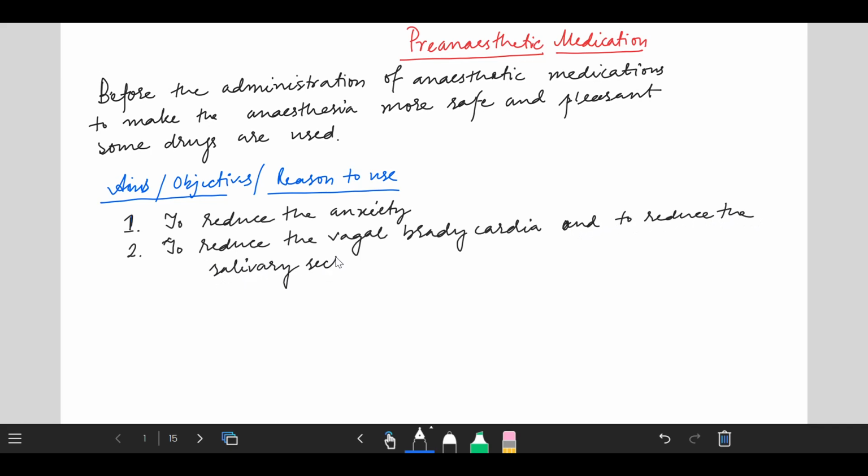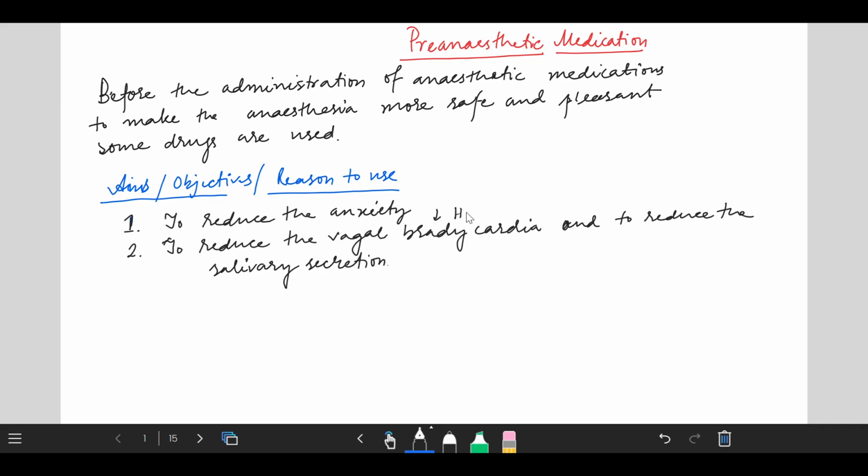And it is also used to reduce the salivary secretion. Okay? And this kind of effect is due to muscarinic receptors, because muscarinic receptors cause the vagus nerve to stimulate and cause a decrease in the heart rate and secretion of saliva. Okay, so we need to use some medicines which can block the muscarinic effect.